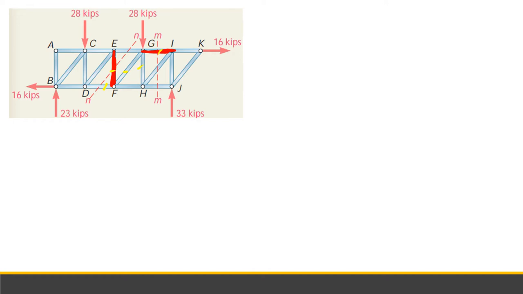what do you call this? Sa yung solution, steps niya is, dapat 3 members lang yung ika-cut natin. So, this member, this section, and also this section. So we will have 2 different solutions for finding EF and GI. So 2 free body diagrams, 2 ways of solving.